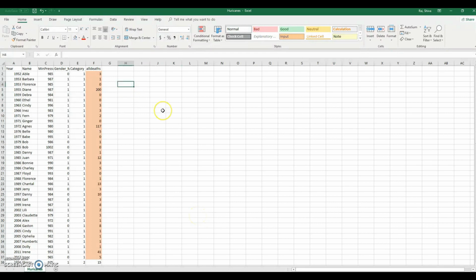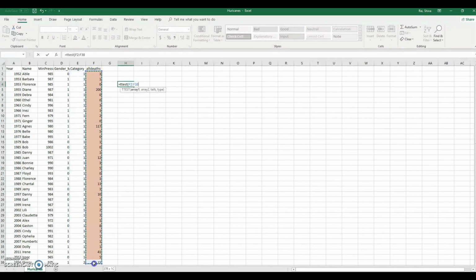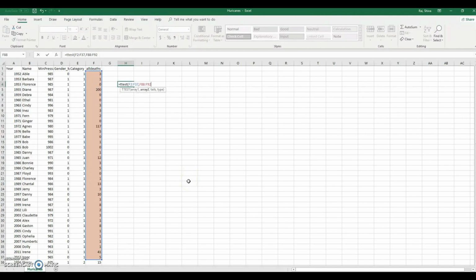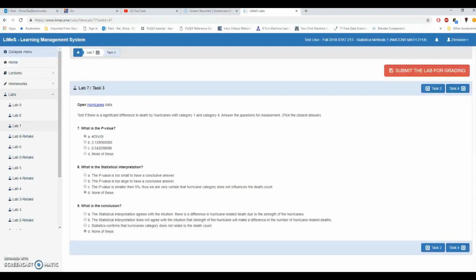So start with =T.TEST. All deaths, so up to this point, up to 37, F2 up to F37, comma, now go down and F88 to F92. Okay, so that's it, comma 2, comma 3. Okay, so that's all. 0.12806, that's the p-value. So this is the p-value.